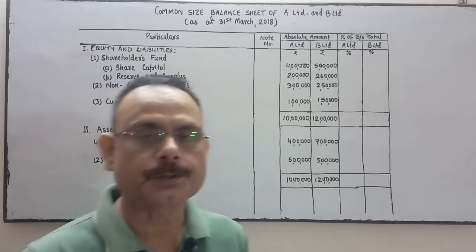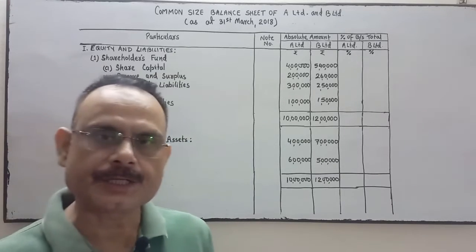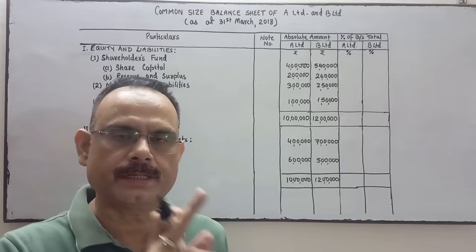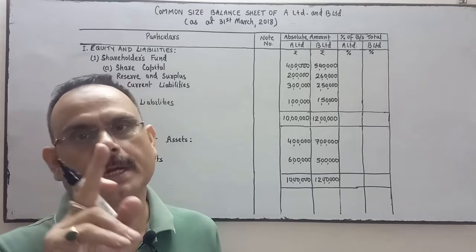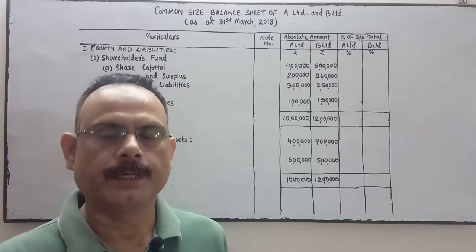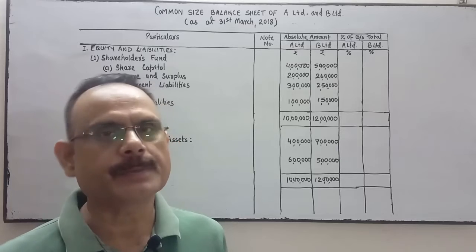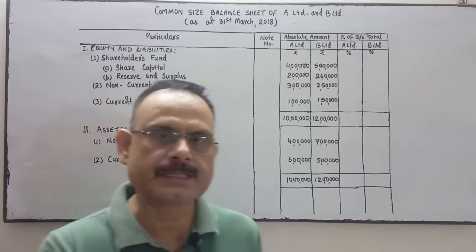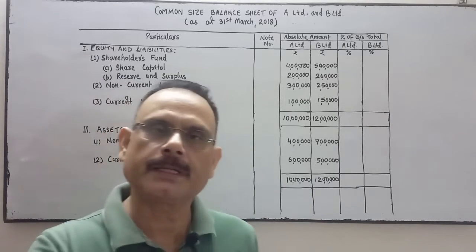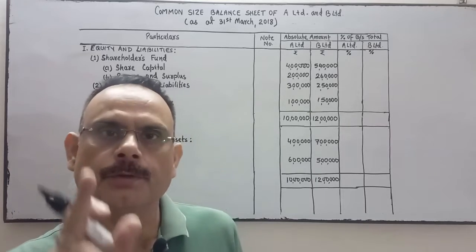Now see the next question of common size balance sheet. Here the 2 years are not given, but the 2 companies are given. So we will prepare the common size balance sheet of 2 companies. Instead of 2 years, we will prepare the common size balance sheet of 2 companies.